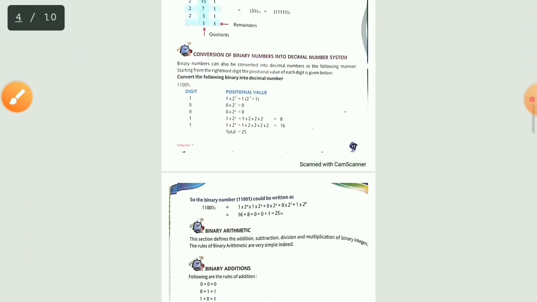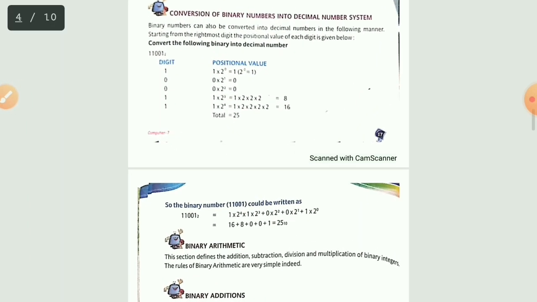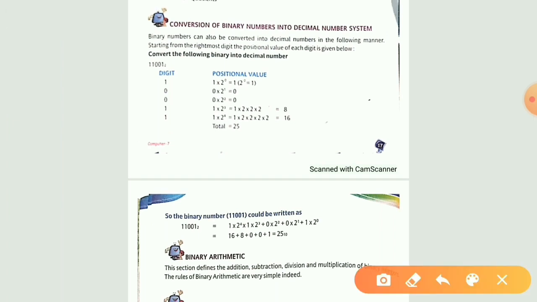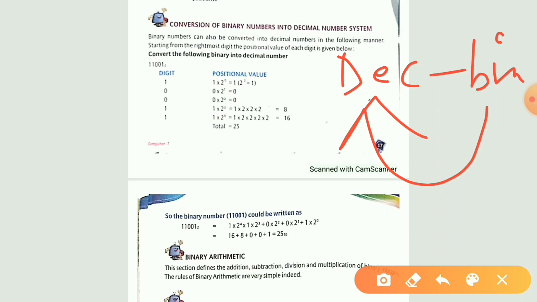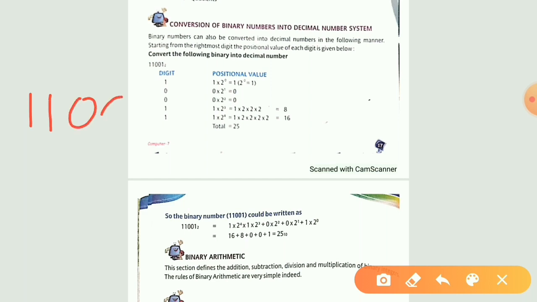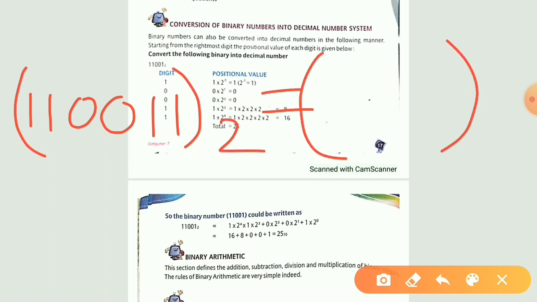Now let us see the conversion of binary number system into decimal number system. What we have seen up till now is how you are going to convert the decimal number system into the binary number system. Now we are going to see the reverse one, how you are going to convert your binary number into your decimal number. Now see an example over there. We are having this 110011 as a binary number with a base 2, and you have to convert this number into an appropriate decimal number.